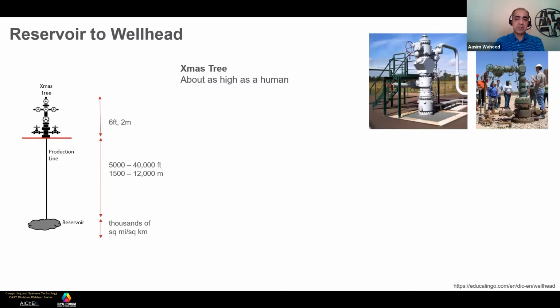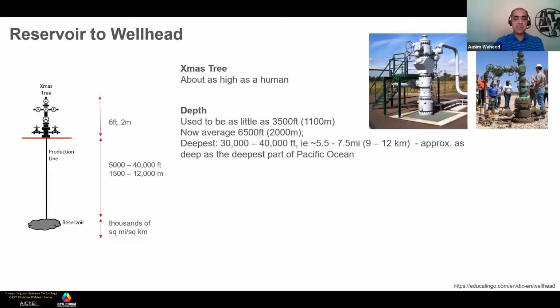The Christmas tree, like I said, there's a picture of it to give an idea. It's approximately the height of a human being. The depth can be anywhere from 5,000 feet to 40,000 feet. There used to be a time previously when wells were just about 3,000, 3,500 feet under the ground, but now we've used them all up. So now we have to go deeper and explore further down.